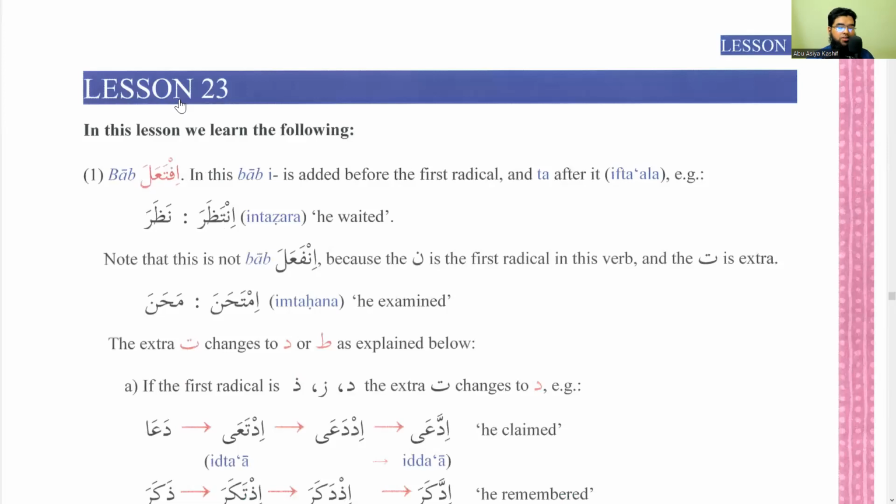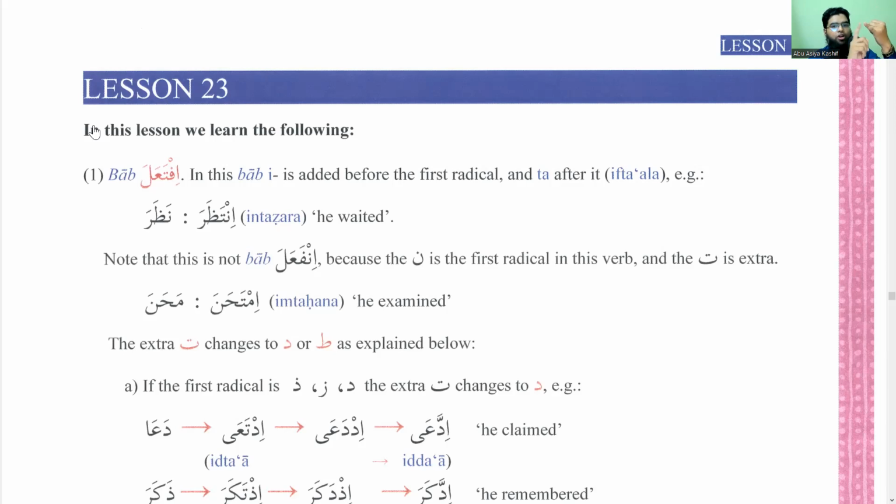Inshallah, next class we'll start with lesson number 23, form 8. So 23, 24, 25, 26. We learn form 8, form 9, form 10, correct? By the way, form 9 also has another form in it, which is very rare. Form 9 is very rare anyways.